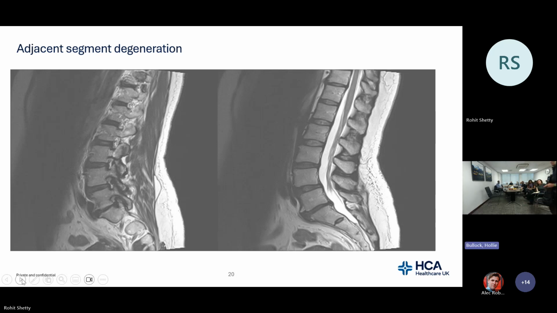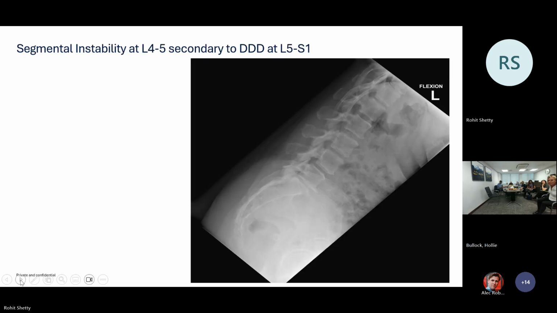Quite dark and degenerate. And if you look at the neuroforamen there, you can see the neuroforamen there. She's got severe neuroforaminal stenosis. So she presented with back pain and leg pain. I got an X-ray done, and you can see when you get an X-ray, she's got a segmental instability at L4, L5. So you can see L4, L5 out there is moving much more as compared to L5, S1.